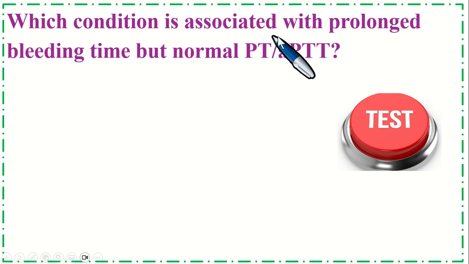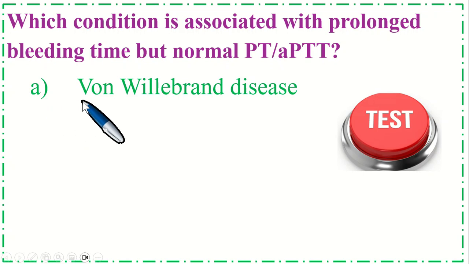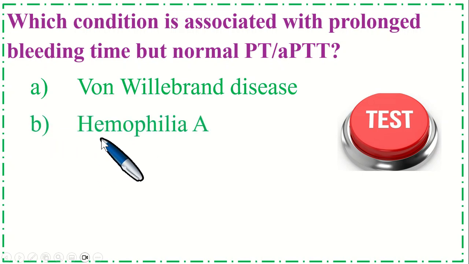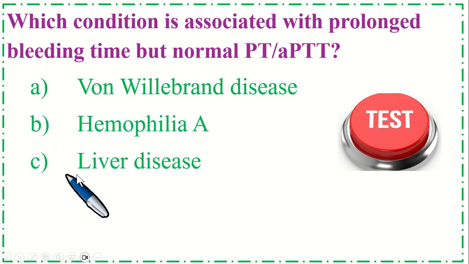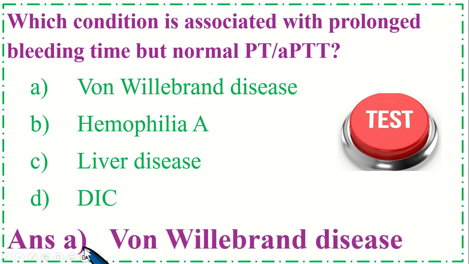Which condition is associated with prolonged bleeding time but normal PT and APTT? Option A, VWD, von Willebrand disease, option B, hemophilia A, option C, liver disease, and option D, DIC, disseminated intravascular coagulation. So the correct option is A, von Willebrand disease.